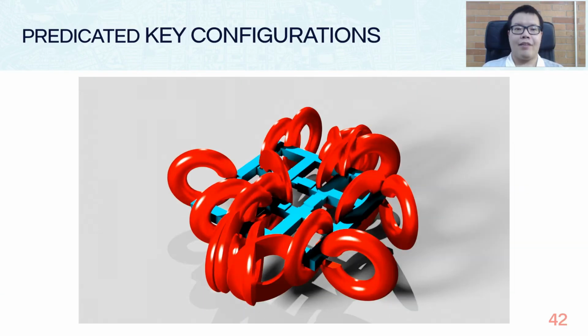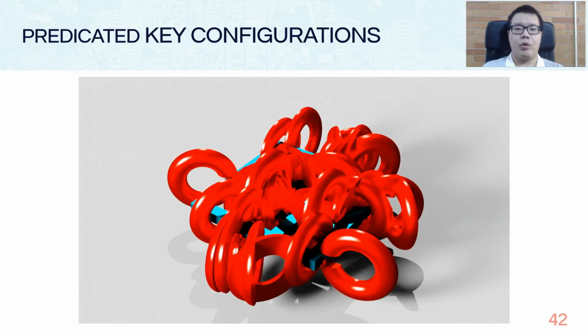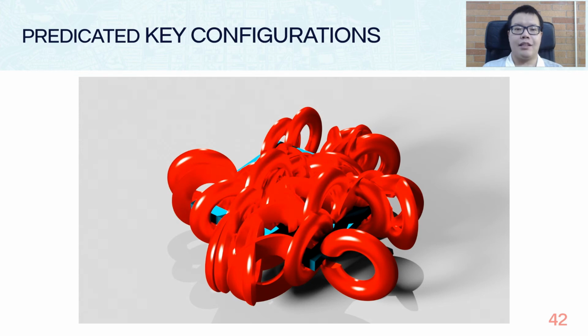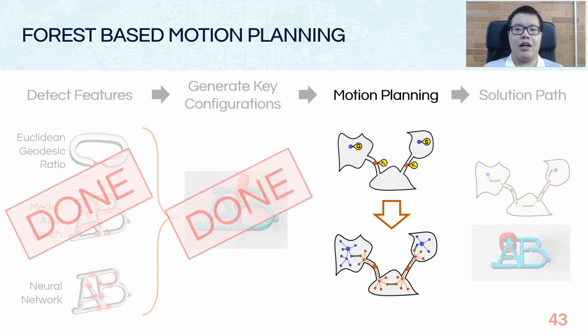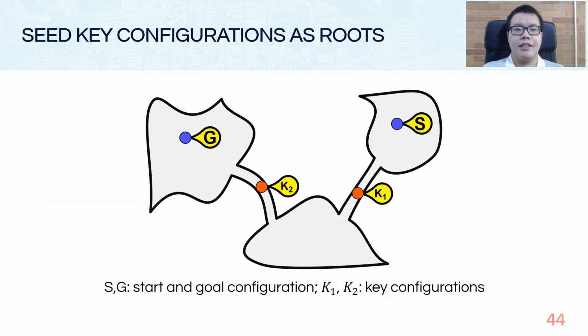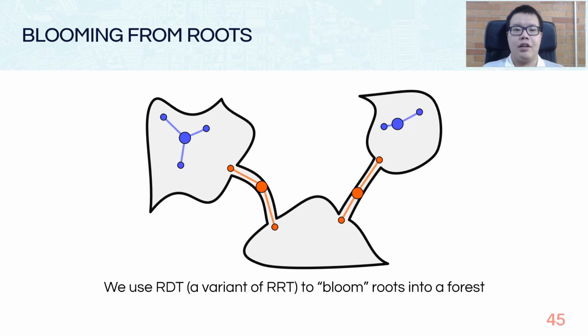With all the key configuration generation algorithms, we are able to generate thousands of key configurations. To utilize those key configurations, we designed a forest-based motion planning algorithm to find a solution effectively. We first seed those key configurations as roots, along with the start and goal configurations, into the configuration space. Then we use RRT to bloom those roots into a forest.